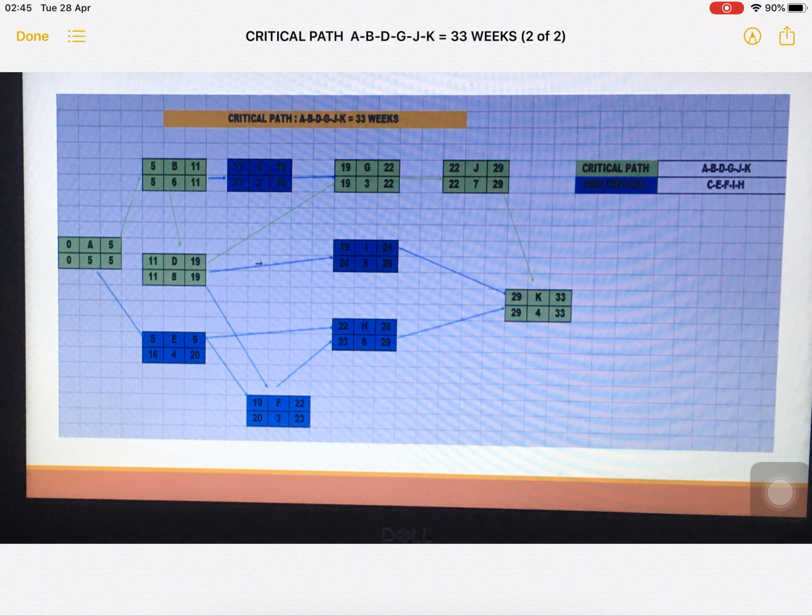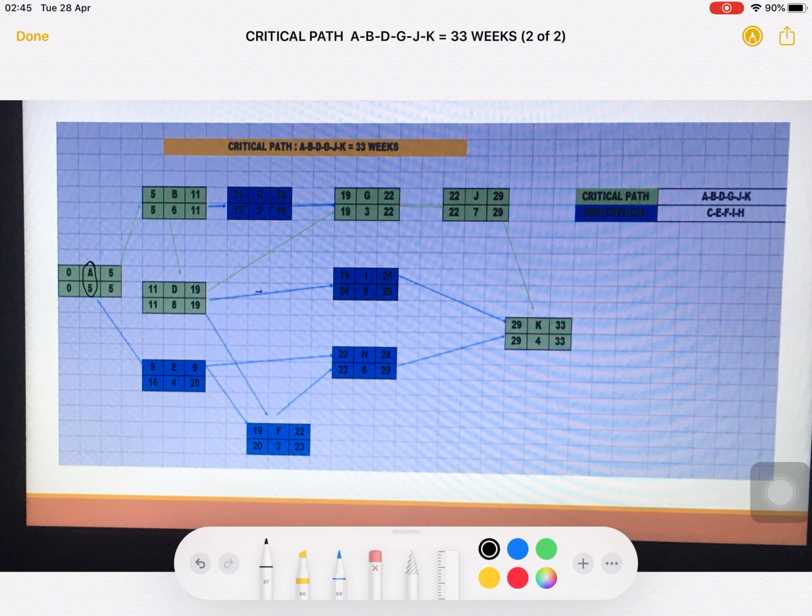If you see in this diagram, this is your activity A, as per the chart which I showed you. So here, A is your activity, and then your duration. This is your earliest start, this is your earliest finish, this is your late start and late finish.